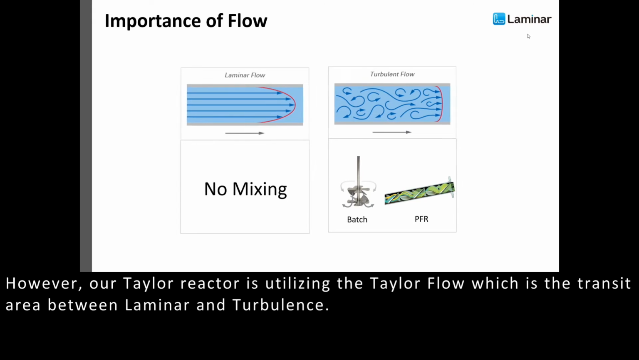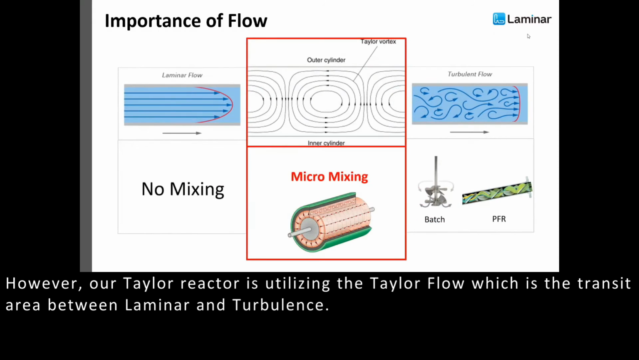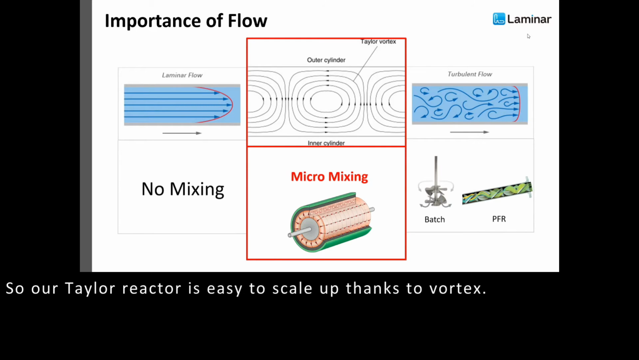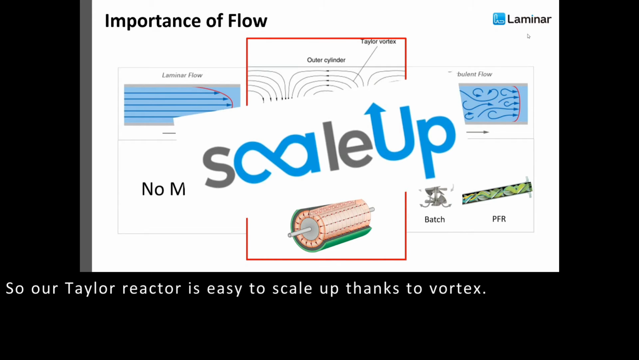However, our Taylor reactor is utilizing the Taylor flow, which is the transition area between laminar and turbulence. As you can see in the picture in the middle, Taylor flow is mixing particles homogeneously within the Taylor vortex and brings the high reproducibility. So our Taylor reactor is easy to scale up thanks to the vortex.